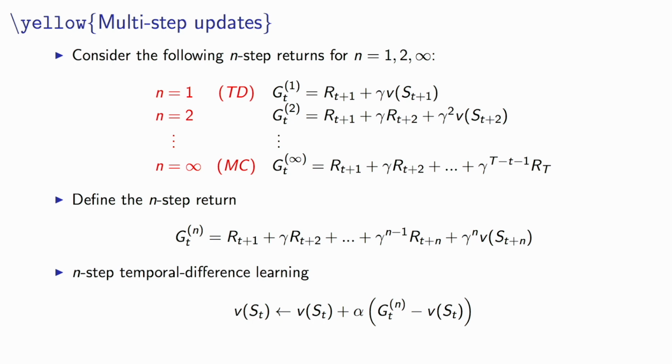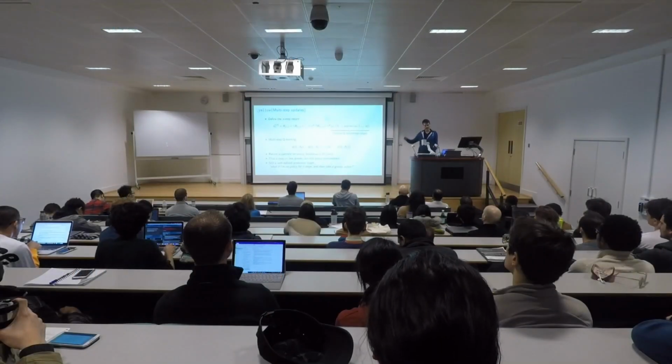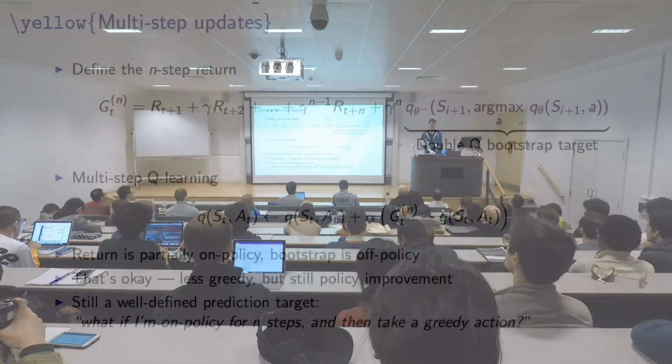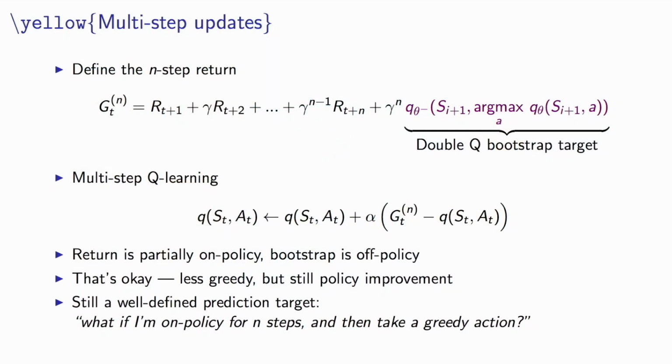Now we could do something similar here, but not bootstrap on the state value; we're just going to bootstrap with, in this case, the double Q bootstrap target. This means we're doing multi-step Q learning, but there's something partially weird about this, because the trajectory before we bootstrap would be on policy, but then we're bootstrapping off policy with respect to whatever the current greedy action is according to your online action values. That's still okay. This is less greedy than the normal thing, but it's still a policy improvement step.